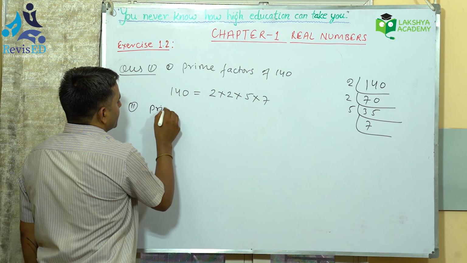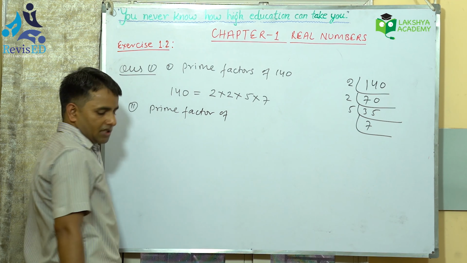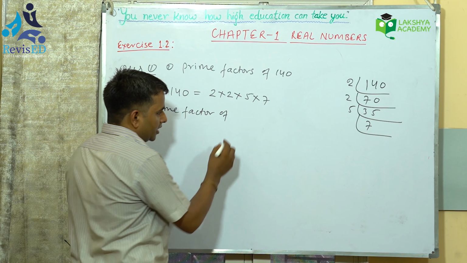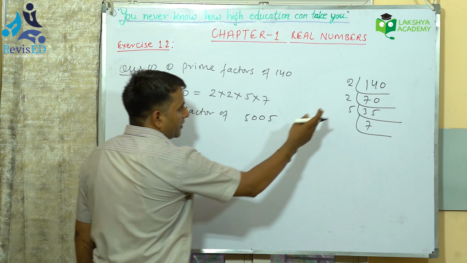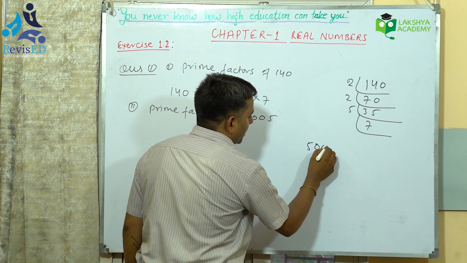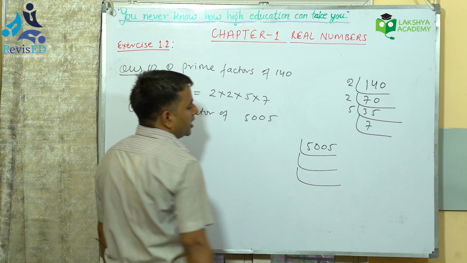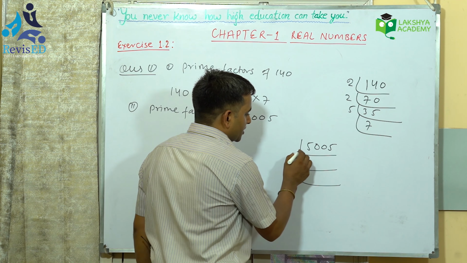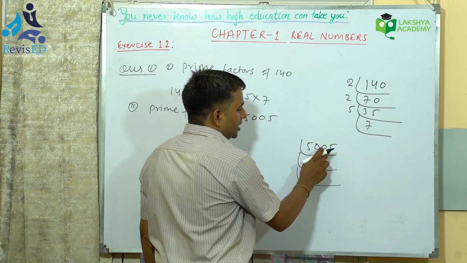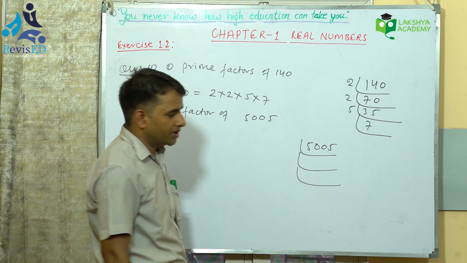find the prime factors of, say, 5005. Again we will find it in the same way, write down 5005. It will not divide by 2 because this is an odd number, the ones place is odd. So we will go for 3. It will not divide by 3 because the sum of the digits is 10, and 10 is not divisible by 3.